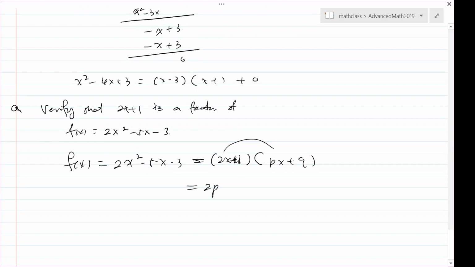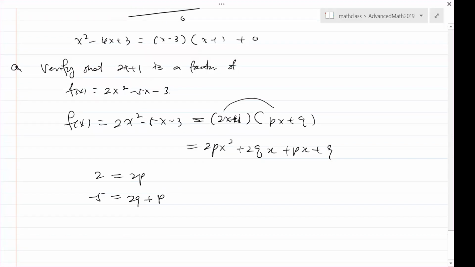That's doing 2px squared plus 2qx plus px plus q. And you compare both sides, and you will see that 2 should be equal to 2p, -5 should be equal to 2q plus p, and then this is a -3, right? -3 is going to be q. Now, can you find p and q quickly? No problem. You already know q, you already know p, then p is going to be 1, q is going to be -3.